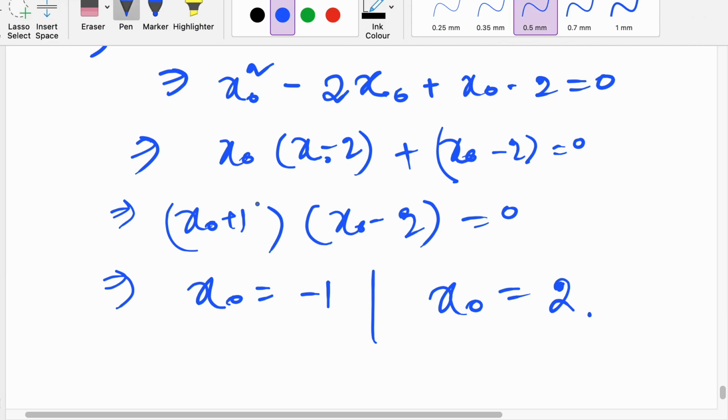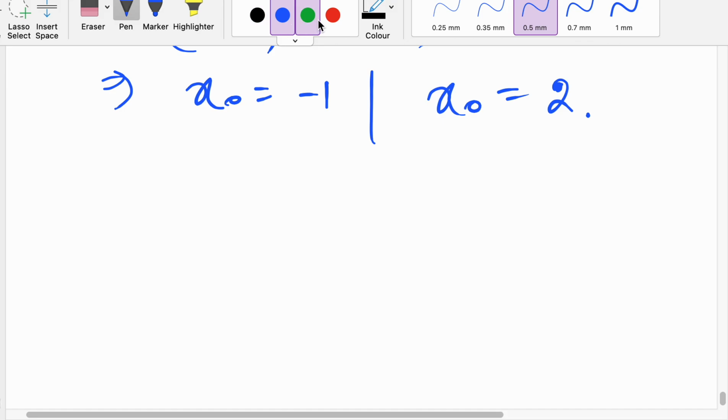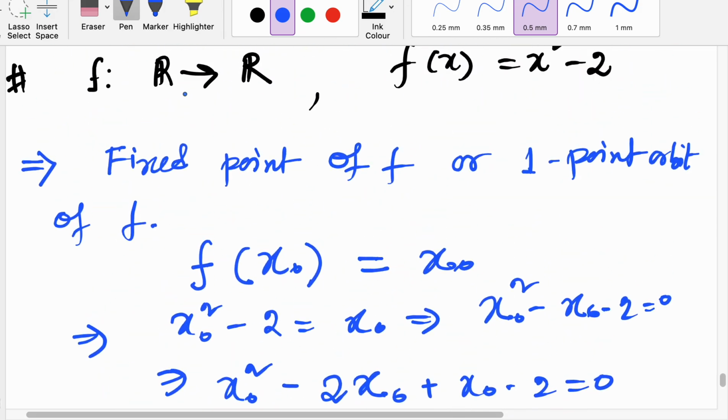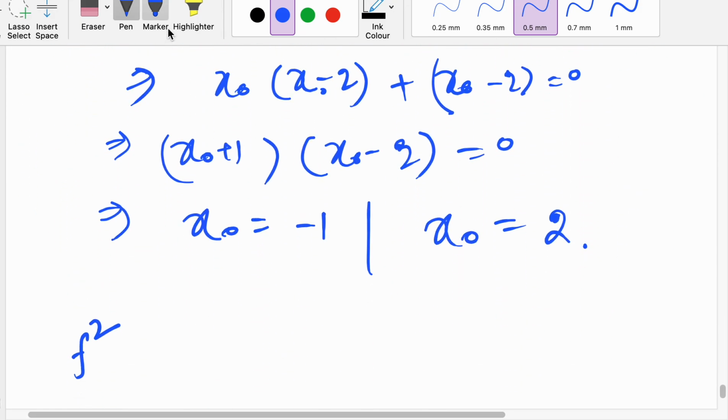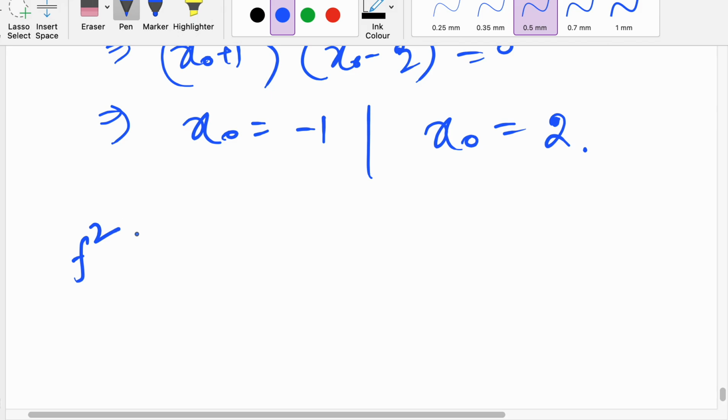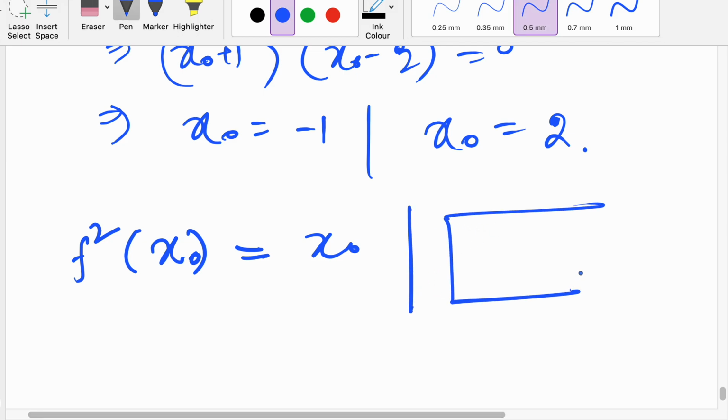So it is right. Then let's see what the solution of f square is. First we calculated the 1 point orbit. Now we want to calculate the 2 point orbit. So a 2 point orbit will remain the same under the action of f square on x0, so that will be x0. From our previous knowledge, we know that since these 2 points are 1 point orbit points, if I apply f 2 times here, it will remain x0. So these 2 points should appear here also.